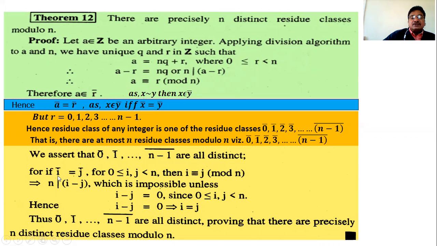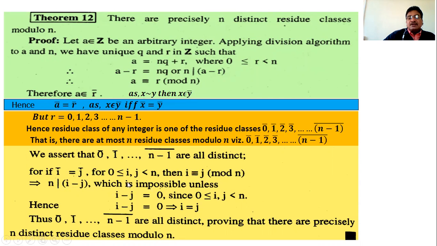Then these two equivalence classes are same, means the elements i and j are related. i is congruent to j modulo n. And by using these theorems, which are if and only if type theorems, n divides i minus j. i is congruent to j modulo n implies n divides i minus j.